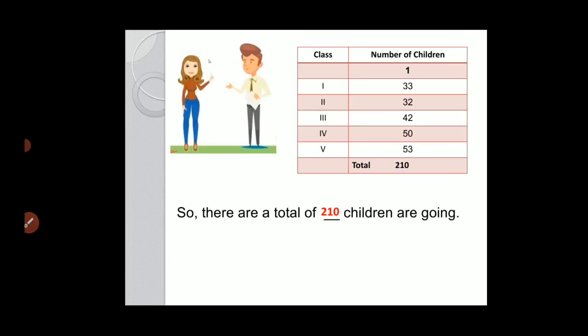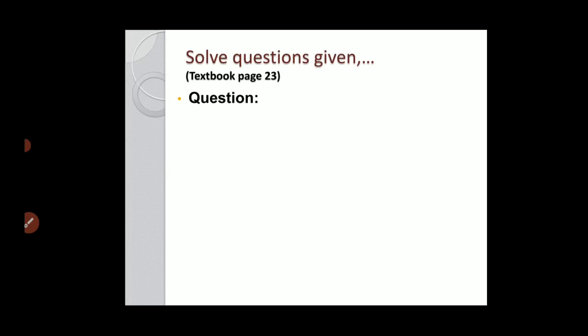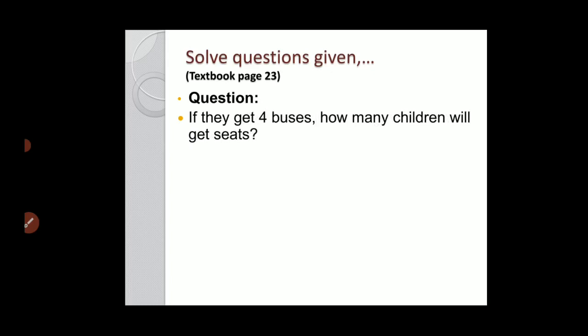Now let us solve some of the questions which are given on textbook page number 23. First of all we will read the question. If they get 4 buses, how many children will get seats? Now children, they are asking that if they book 4 buses only, then how many children can get seats? Miss Meenakshi earlier had told that one bus has 50 seats. So we'll say that one bus is equal to 50 seats. So 4 buses is equal to how much?